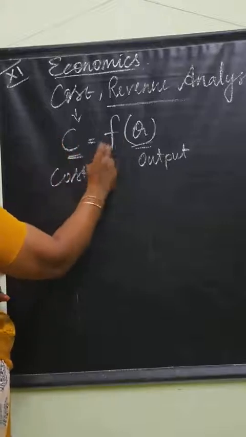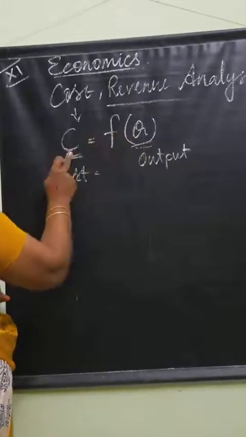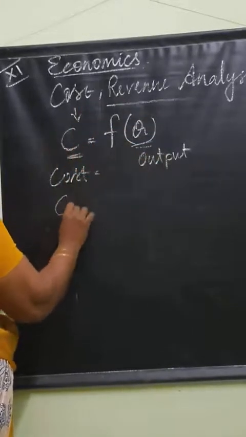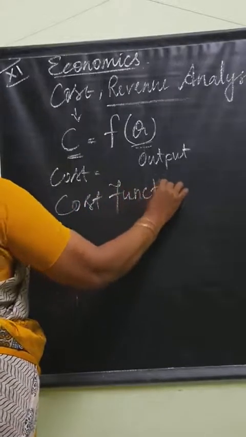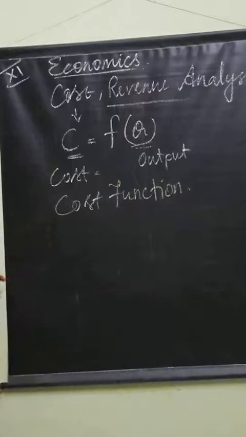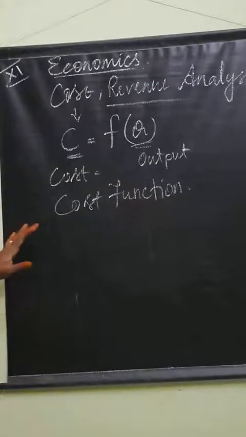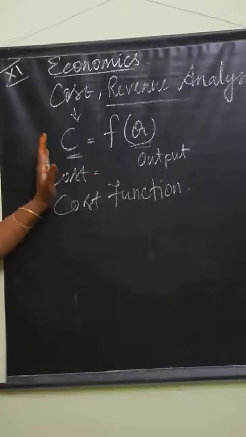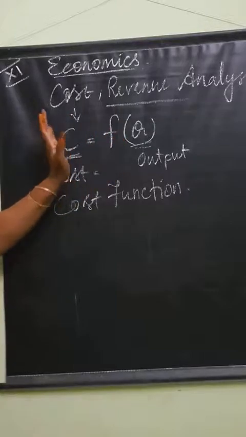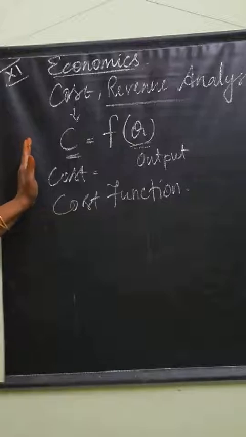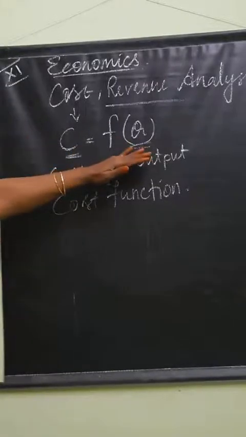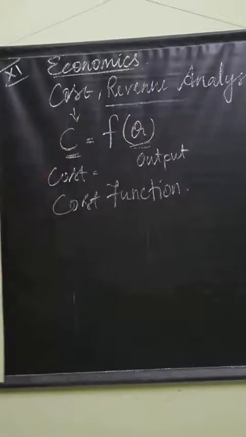So the functional relationship between the output and the cost is called cost function. Do you understand, guys, what is cost function? Cost function is nothing but it talks about the functional relationship of cost and the output. How much we are producing at what cost.